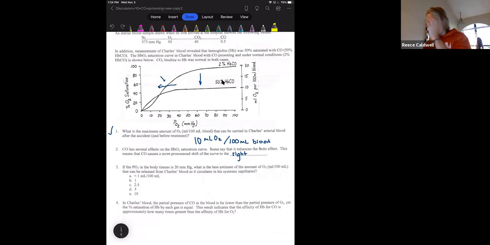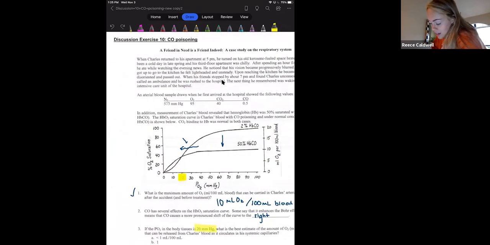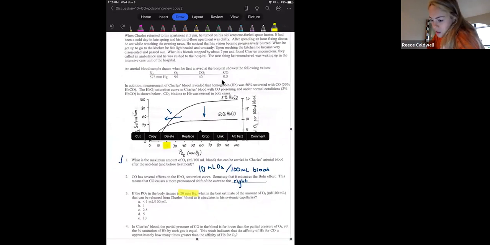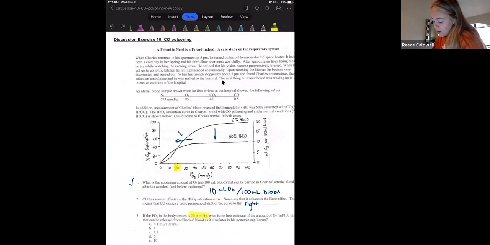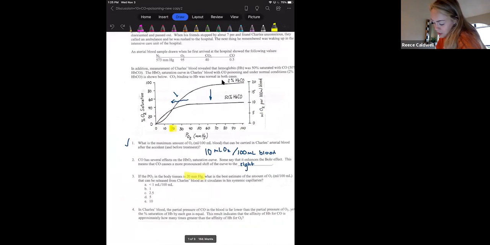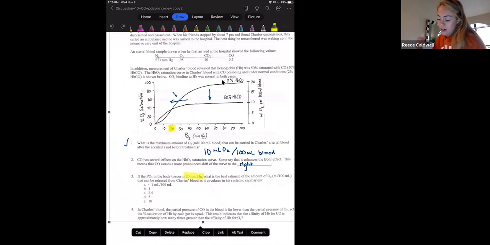Okay, so number 3, if the partial pressure of oxygen in the tissues is now 20 millimeters of mercury, what is the best estimate of oxygen in milliliters per 100 milliliters of blood that can be released from Charles' blood as it circulates to the systemic capillaries? So working through this question, we are now going to look at this 20 mark instead of the 40 mark we're used to looking at. So we're looking as if the tissues were at 20 millimeters of mercury instead of 40.